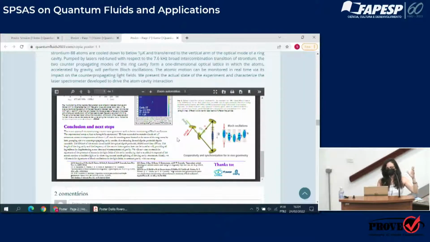But essentially, we have a cloud of atoms oscillating because of a periodic potential in front of a constant force. And this oscillation is already known for many people. It's a Bloch oscillation, and in Bloch oscillation, the frequency of the oscillation is proportional to the force. In our case, it will be the gravity. So we want to measure the frequency of the oscillations in a non-destructive way while the cloud is still oscillating.